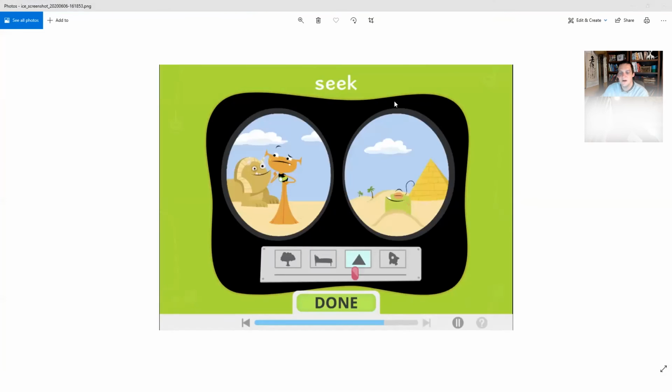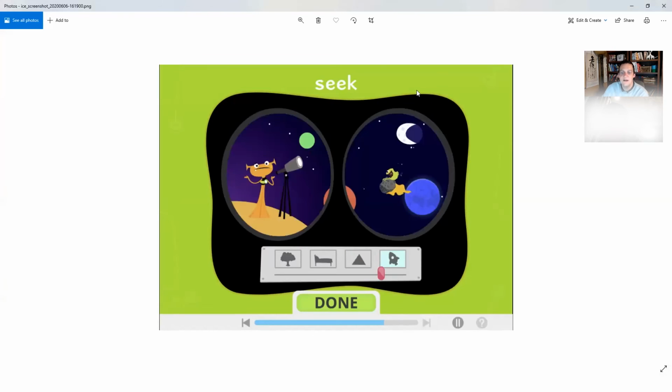How about this one? Where is the green monster? It's in the desert. In the desert sand. How about this one? Where is the green monster? It's behind the rock. On the asteroid, yeah. On the meteor rock. Where'd it go?